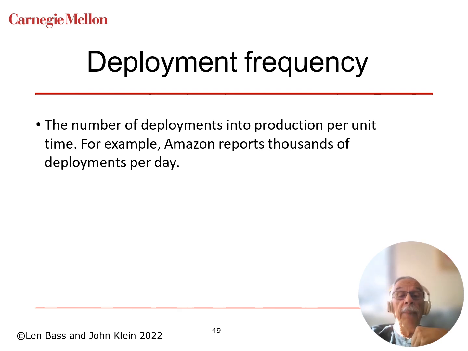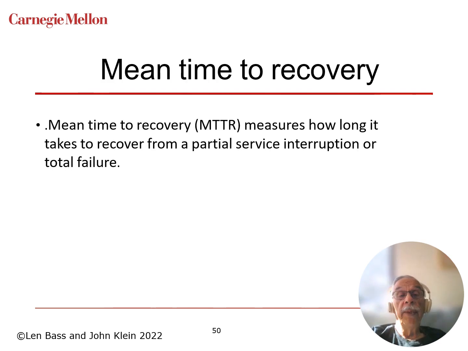How many deployments into production per day, for example, per unit time? For example, Amazon reports thousands of deployments per day. Now, Amazon has lots of systems and lots of developers, so these are not a single system that's being updated 1,000 times a day, but a collection of systems.